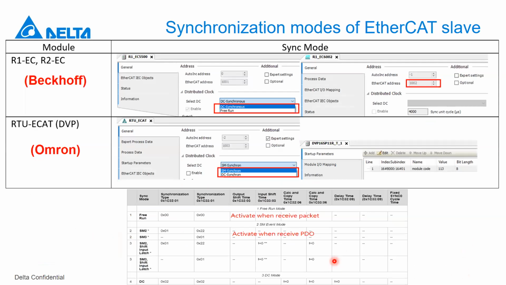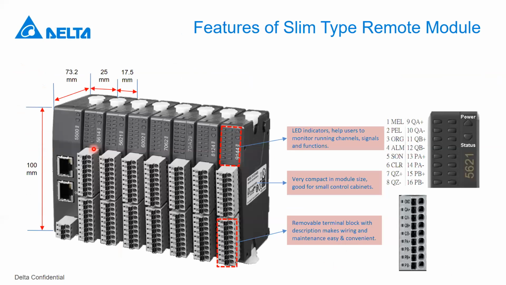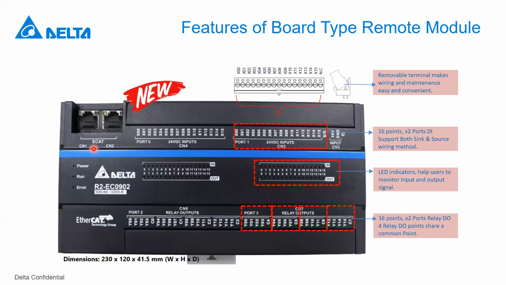Okay, and this one I think already mentioned, we have the DC mode and free run. Then for DVP module, we have a synchronized manager and DC. So you can see for PC base is actually similar to Beckhoff product, and for the PLC base is similar to Omron product. And this one I just quickly go through.